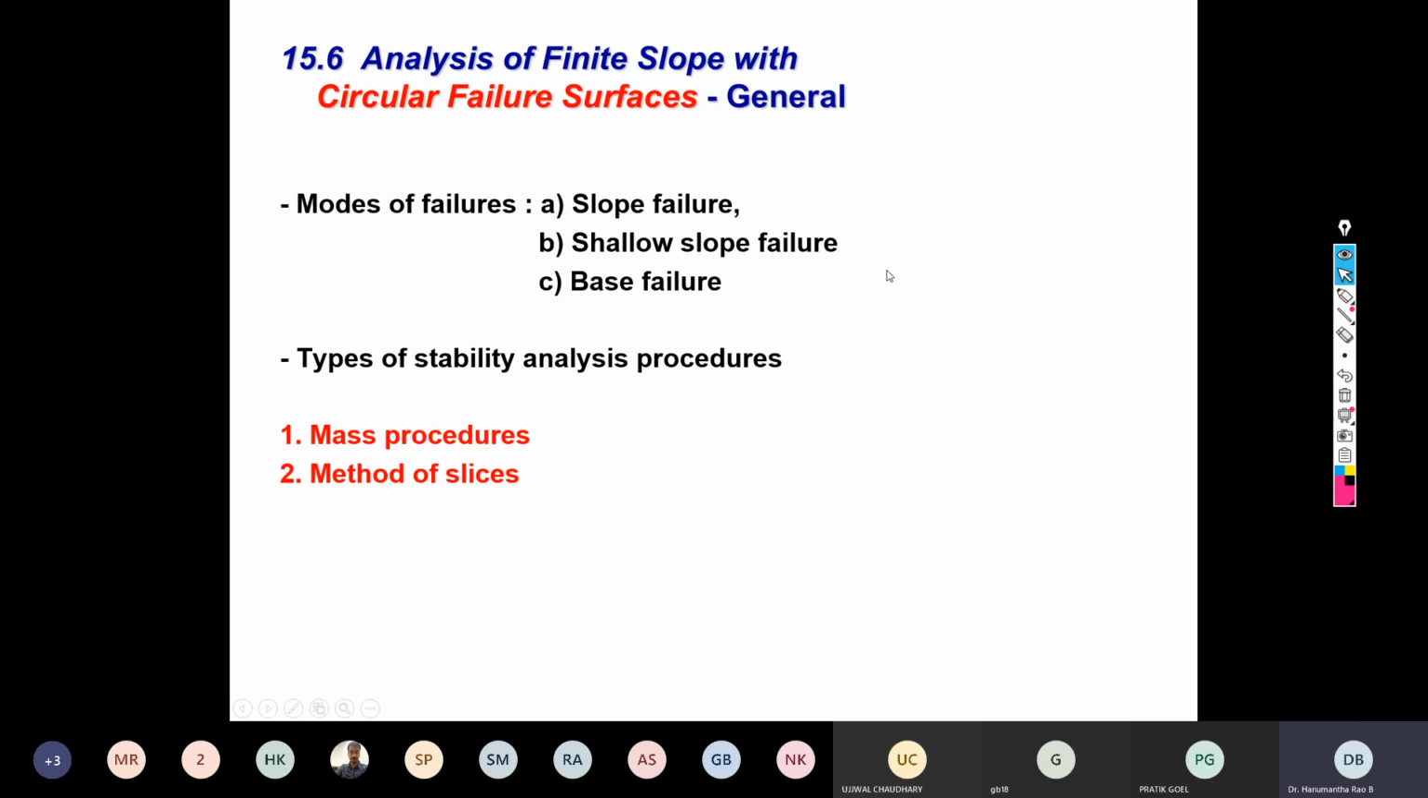Okay, so that's all about Taylor's method. This is a very simple method. So let us go into the analysis of finite slopes. After covering the infinite slopes, let us go for the finite slope. The finite slope is a vast portion, so I will try to take as many classes as possible.